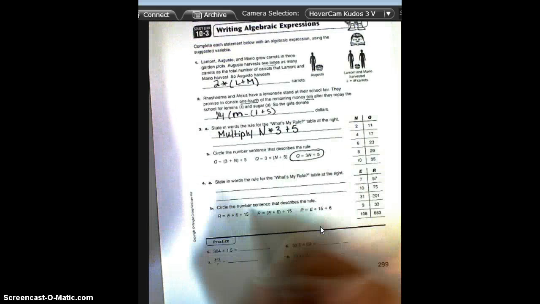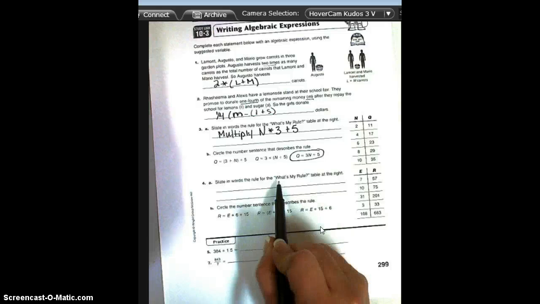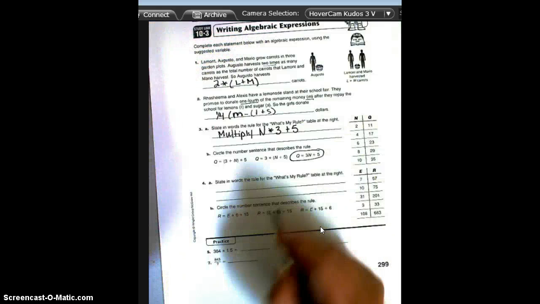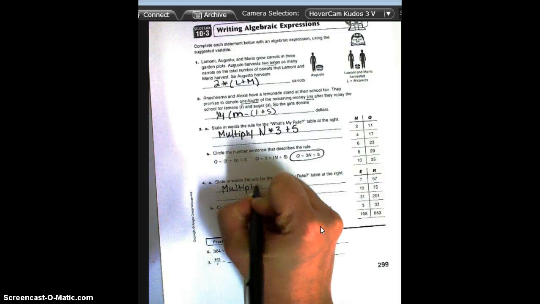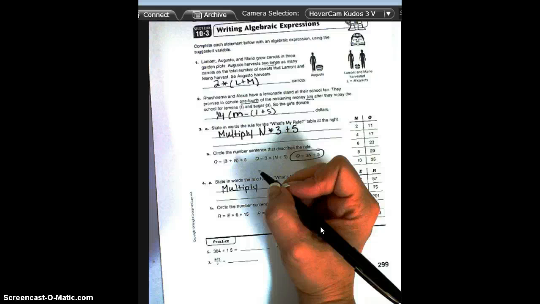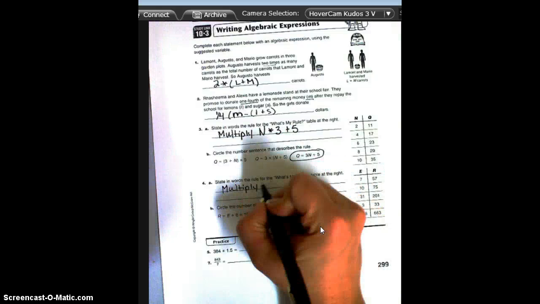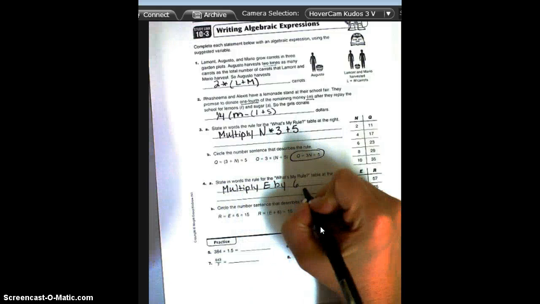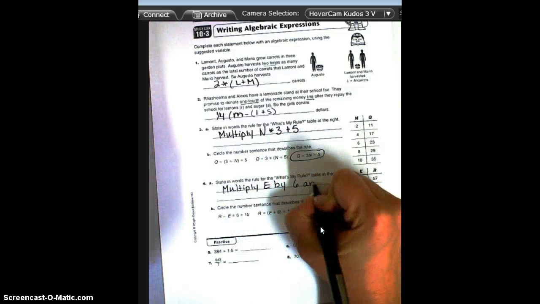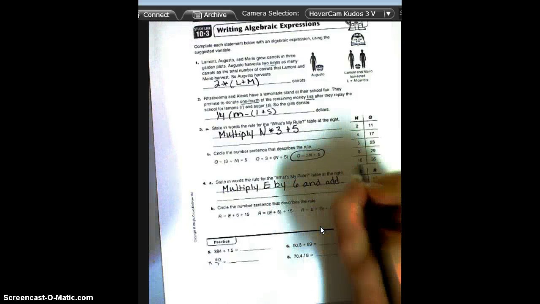And then our next one, state in words the rule for what's my rule for this table right here. And again, we've got one where we're going to multiply and then we're going to do some adding. This one, we multiply by 6 and then we add 15. Multiply, and this side is E. Multiply E by 6. And add 15.